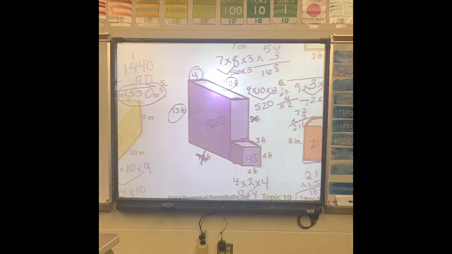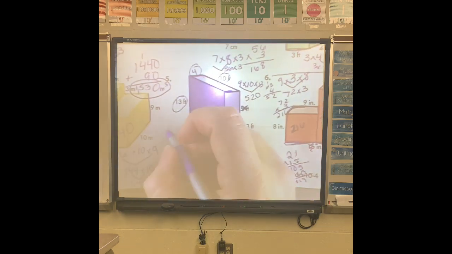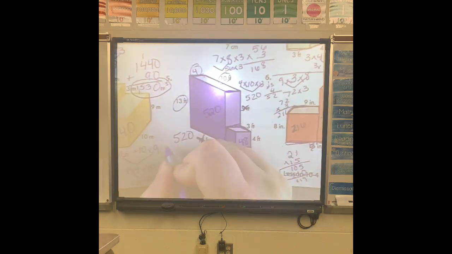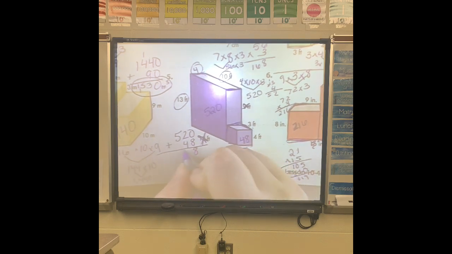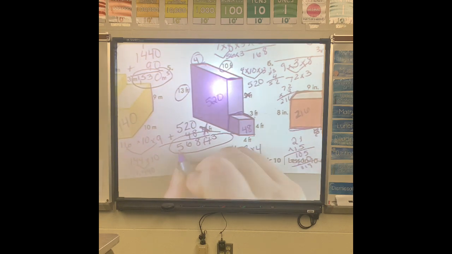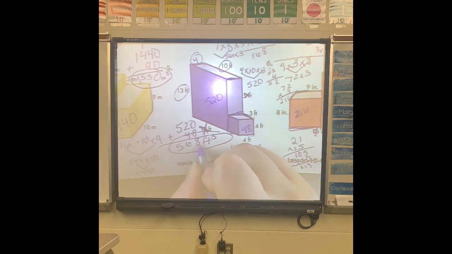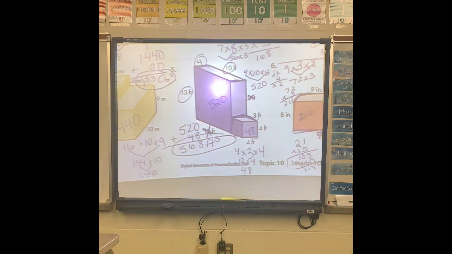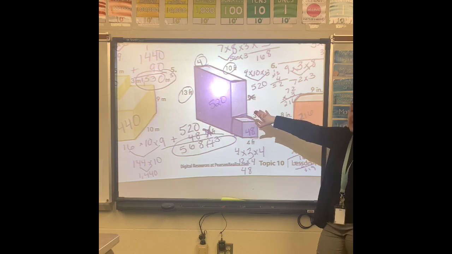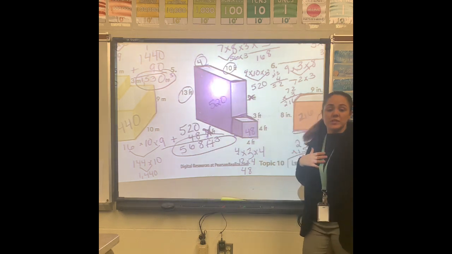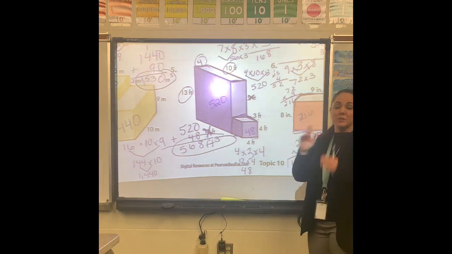And I got 520. So now we are going to add 520 plus 48. And I get 8, 6, and 5. So my answer is 568 feet cubed for this shape. 568 feet cubed.